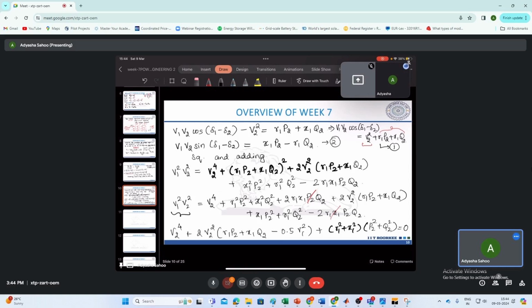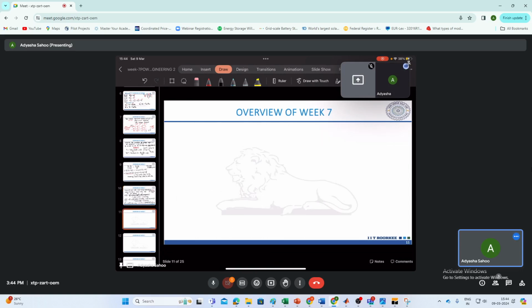Now for this, you have V2 to the power 4, which means this will give 4 solutions of V2, and from those the acceptable solution will be the positive one. So the solution of V2 that you get is basically the square root of: (R1 P2 plus X1 Q2 minus 0.5 V1 square) whole square, minus (R1 square plus X1 square)(P2 square plus Q2 square), to the power of half, again minus (R1 P2 plus X1 Q2 minus 0.5 V1 square), to the power of half.